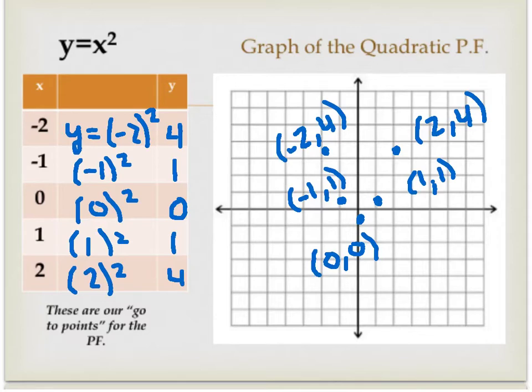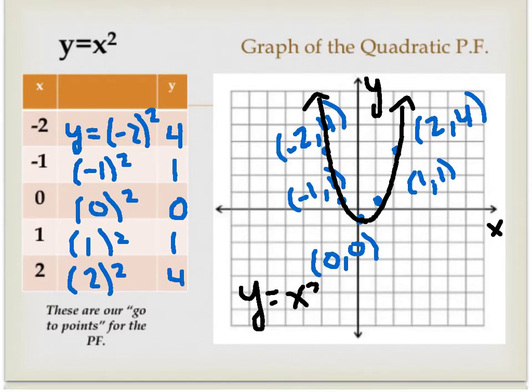Now, be careful here, because you might feel tempted to draw a V shape, but it's not a V, right? It's a curve. It must be curved. So there's our parabola. Label our axes. It's y equals x squared. So this is our parent function, okay?